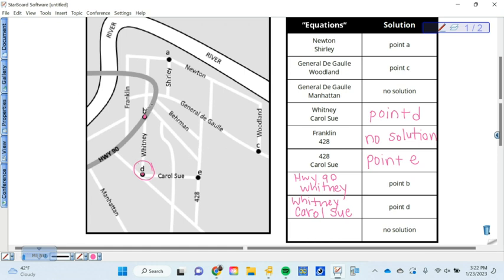Highway 90, I didn't hear the first thing. And Newton. Yeah, good. What else? Woodland and Whitney. Perfect. So any roads that just don't intersect, that could go there.